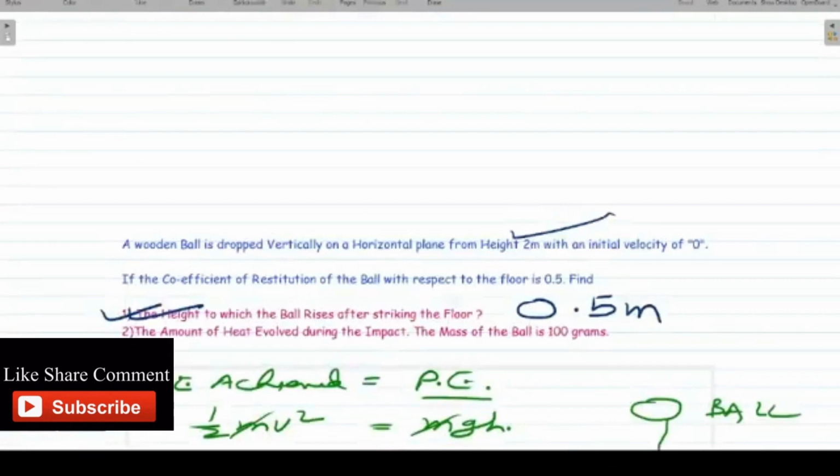So we have solved the second part also. 1.47 joule is the amount of heat evolved.